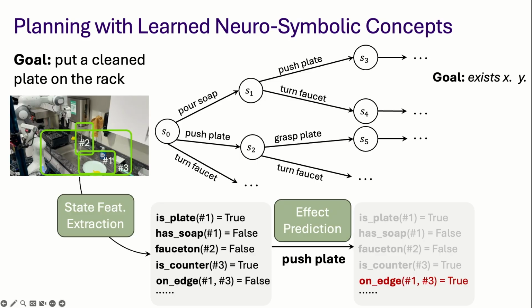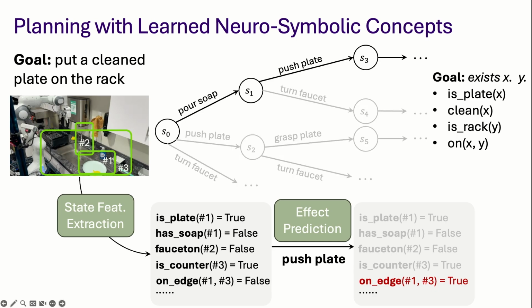So the goal of this original task can be translated into some logical statement about a particular state. In this case, I want to find two objects x and y, such that x is a plate, x is clean, and y is a dish rag, and also x is on top of y. So with that, you can do this kind of search until you find a sequence of actions that will yield a state such that that statement is true.